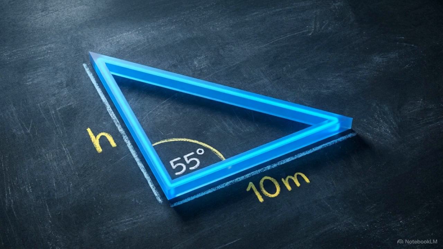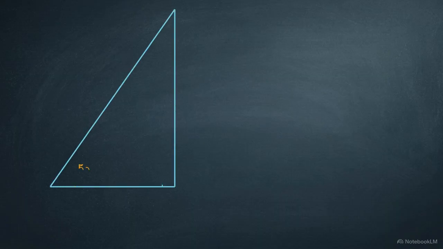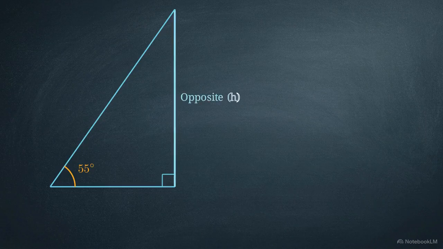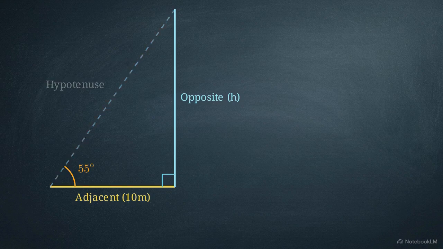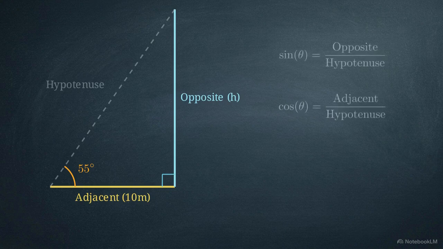Once the drawing is set up, the geometry does the heavy lifting for you. Look at this triangle from the perspective of our 55-degree angle. The height h is directly across from it, making it our opposite side. The 10-meter baseline runs right alongside the angle, making it the adjacent side. Notice the longest side, the hypotenuse. The question doesn't give us its length, and we don't need it to find the height.